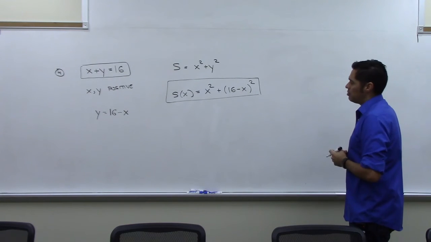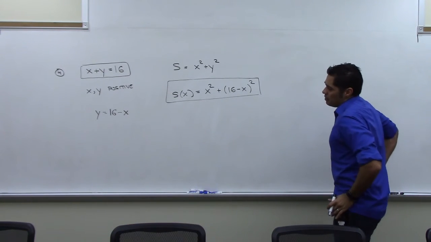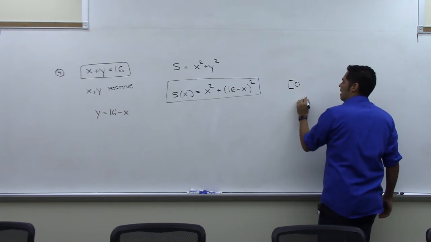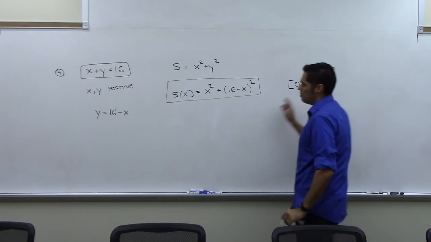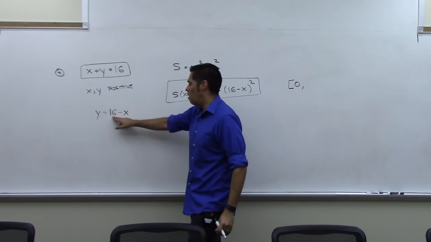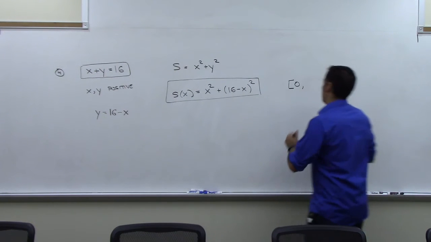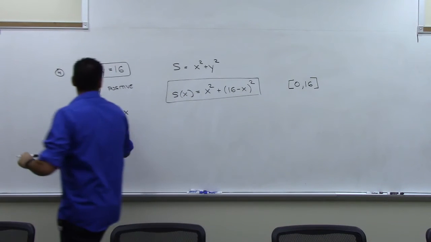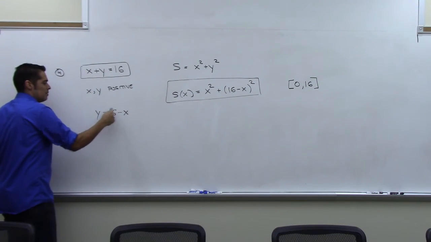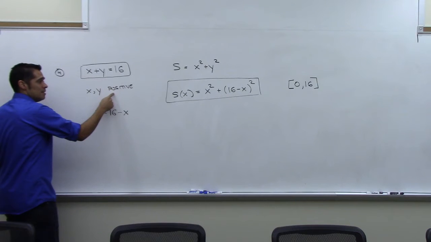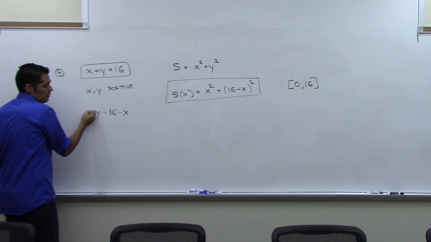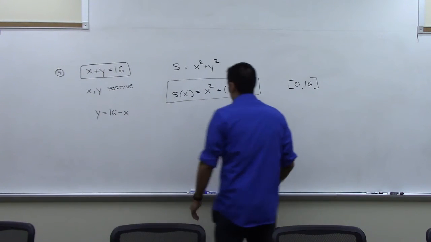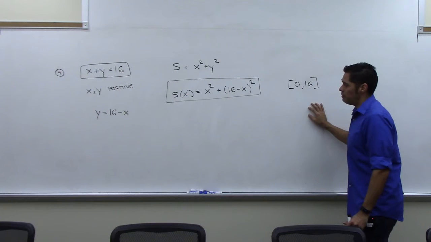Now we do have domain restrictions here. The smallest that x could be would be 0, because it can't be negative. And if I let x be 0, then y is 16, that's fine. The biggest x can be would be 16, because if I go over 16 at all, then 16 minus something bigger than 16 is going to be a negative number, which would mean y is negative, but they both have to be positive. So the smallest y could be was 0, and the way that's going to happen is x is 16. So I have a continuous function on a closed interval. I can use the closed interval method here.